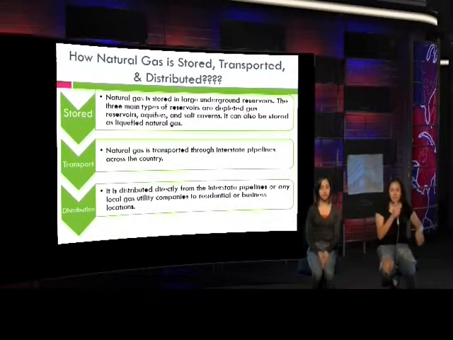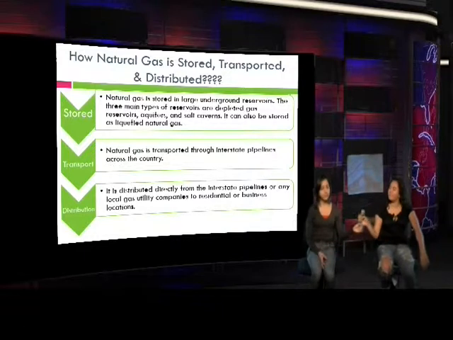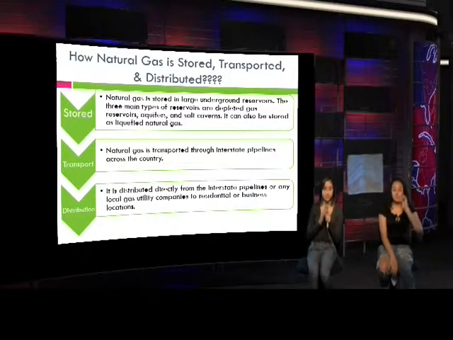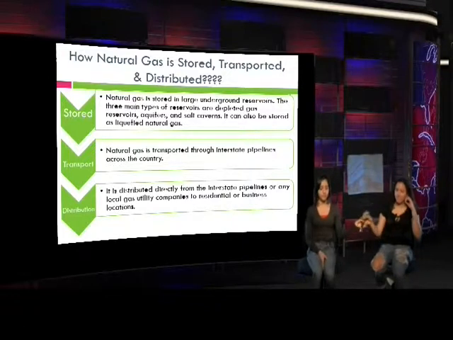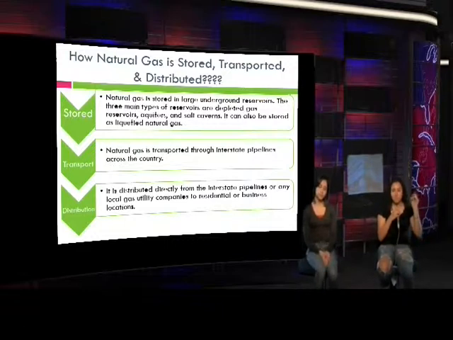Natural gas is stored in large underground reservoirs in three main types, which are depleted gas reservoirs, aquifers, and salt caverns. It can also be stored as liquefied gas. Natural gas is transported through interstate pipelines across the country. When distributed, it's distributed directly from interstate pipelines or local gas utility companies to residential or business locations.